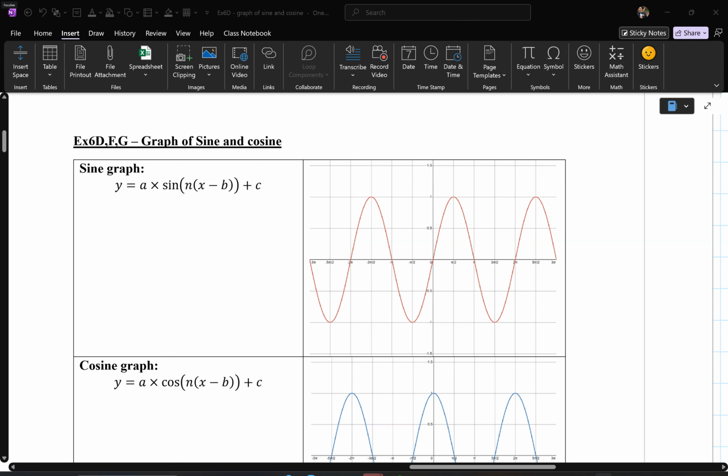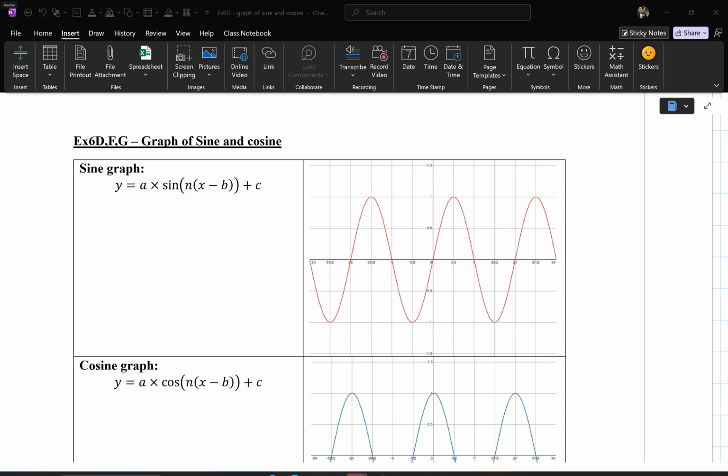Exercise 6D, F, G. What are you doing? To reduce your time in work, you probably can just focus on 6G if you're confident to do the graphs with all transformations. If you wanted some scaffolding, then 6D will do a couple of dilations, and then 6F has a bit of translations. And then if you go into 6G, it does the whole shebang.